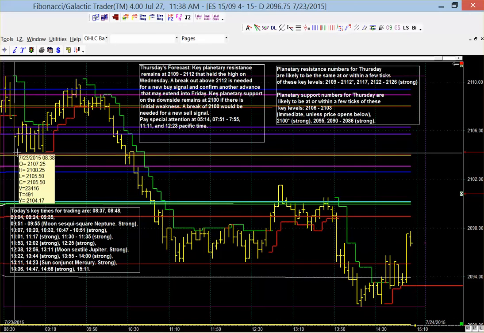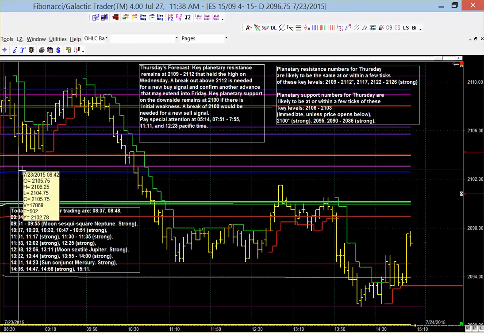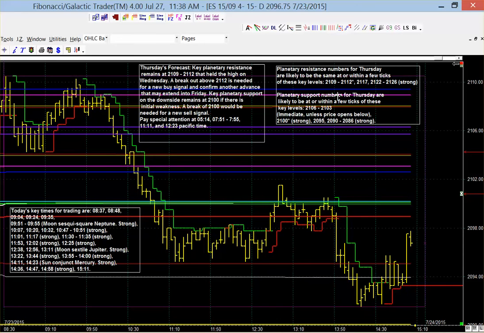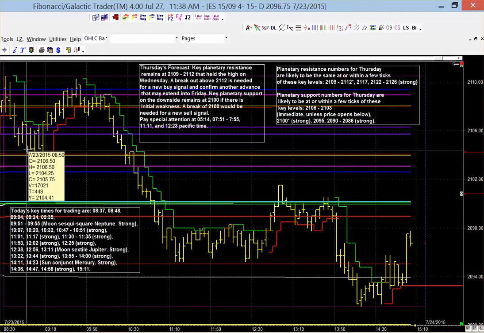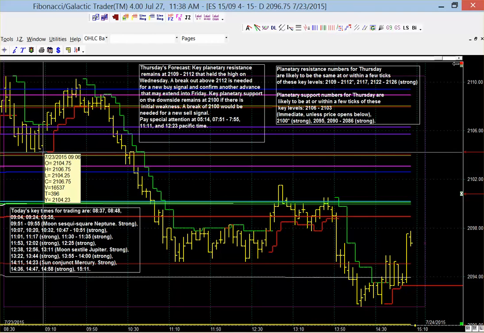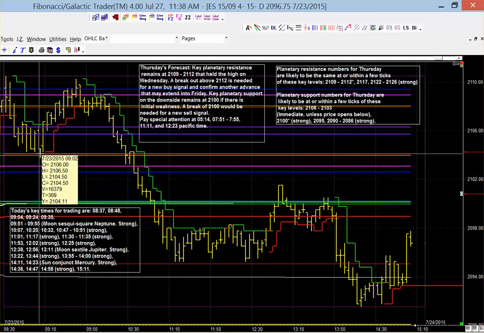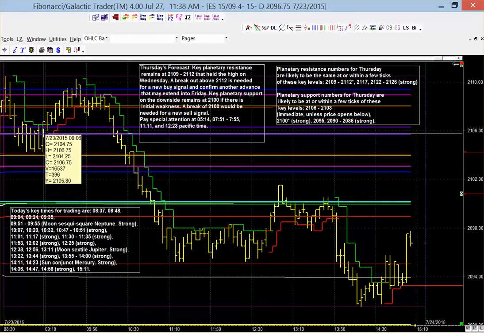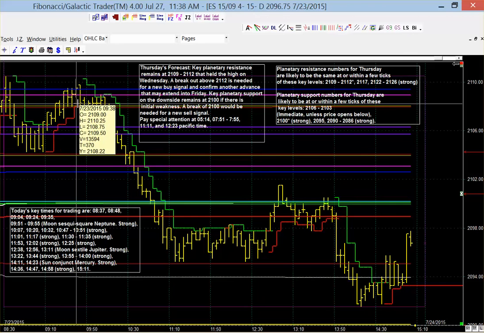So you see here at the 8:37 time we got a turn down, and next support was at 2106 to 2103, and we held there and consolidated. We got a turn up here right at the 9:04 time. See the 9:06 bar? We began to turn up, and we got a retest or a double top.